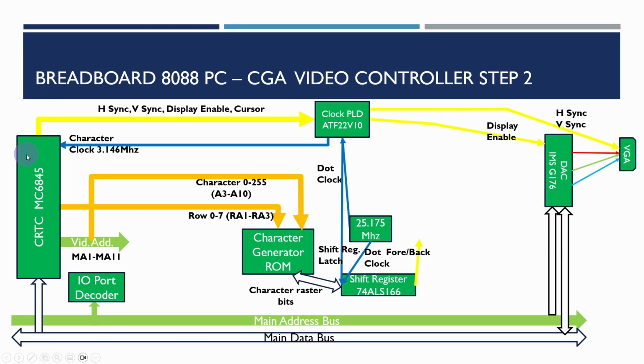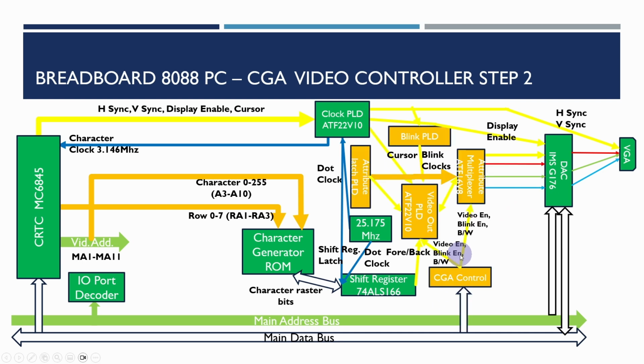So this is where we left the project last time, with the character generator ROM and the shift register. And now what we're going to need to do is to handle all the video output logic, and we're also going to need to add the CGA control register and the color register, because so much of the logic here depends on values set in those registers.